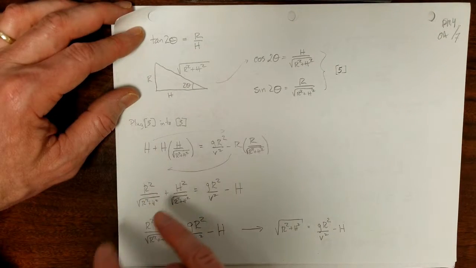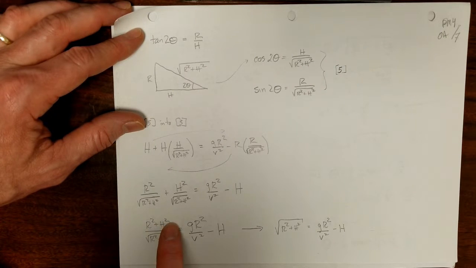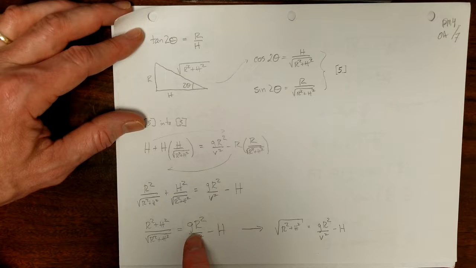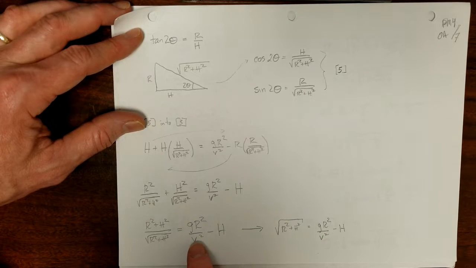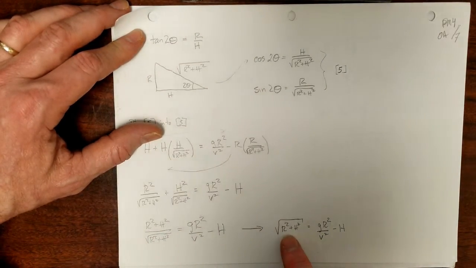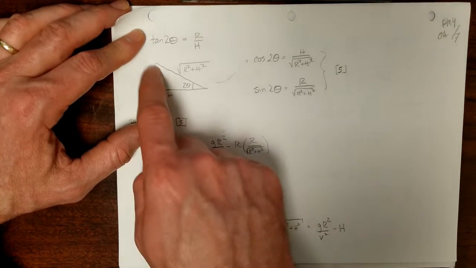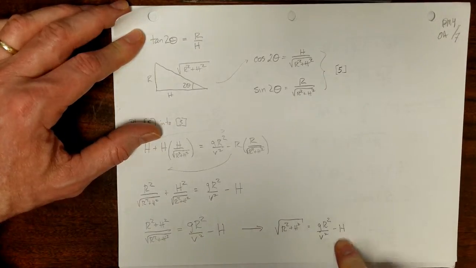We get the squared terms on one side, the unsquared terms on the other, and we end up with r squared plus h squared over the square root of r squared plus h squared is equal to g r squared over v squared minus h. Again, h is the height of the cliff. R is how far out it goes. G is acceleration due to gravity, and v is the initial speed. And from that, we end up with the square root of r squared plus h squared. In other words, the hypotenuse of that triangle is equal to this.